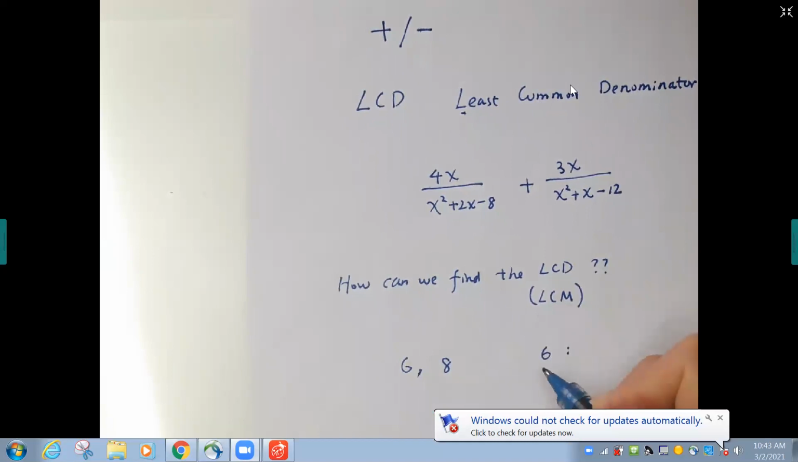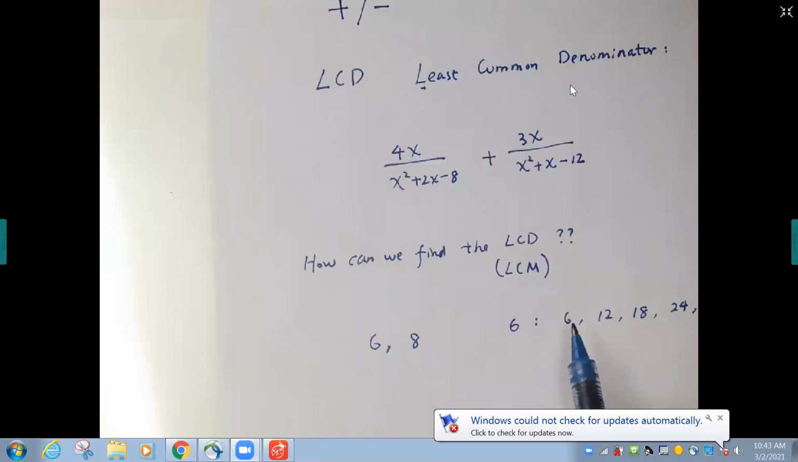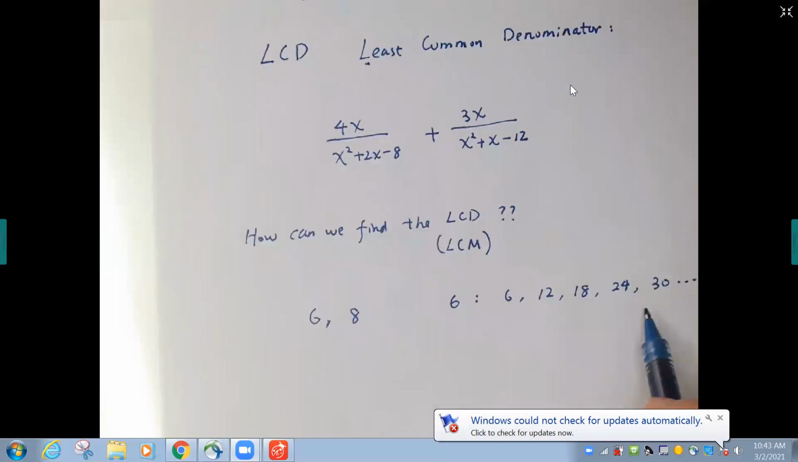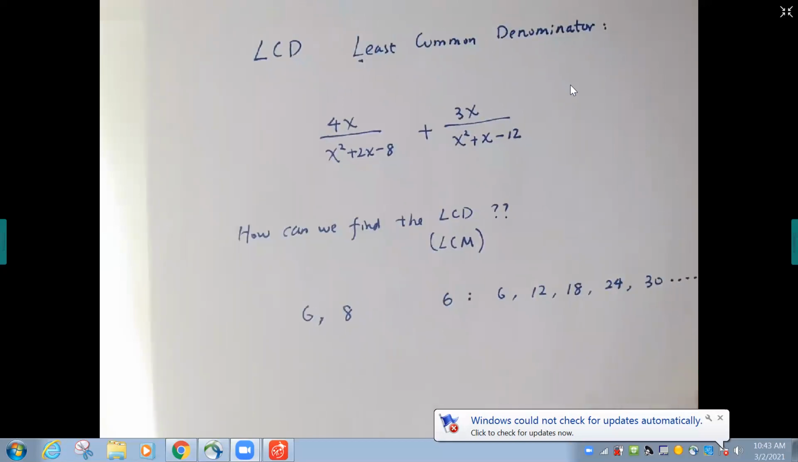The multiple of a number means we multiply this number by 1. That's 6. By 2, we get 12. By 3, we get 18. By 4, we get 24. By 5, we get 30, and so on. So 6, 12, 18, 24, 30, 36, 42, and so on. All those numbers are multiples of 6.